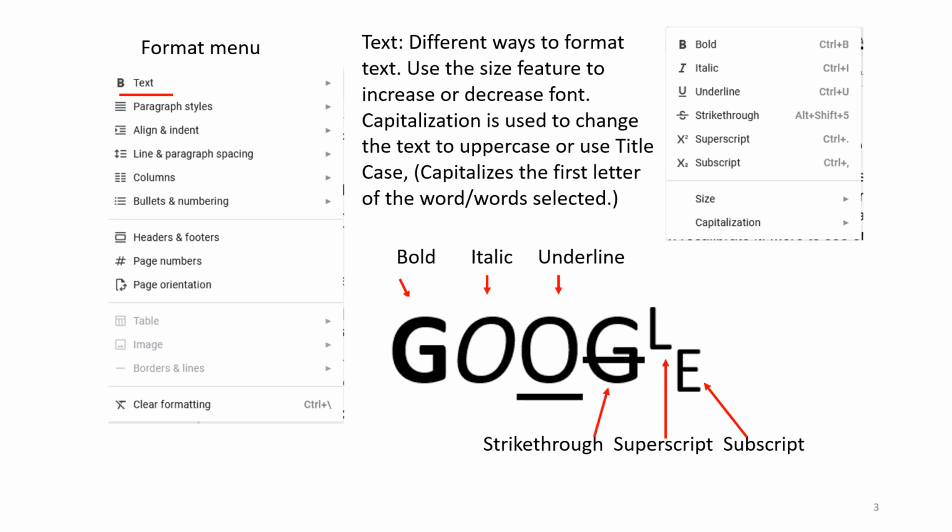Format Menu. Text. Different ways to format text. Use the size feature to increase or decrease font. Capitalization is used to change the text to uppercase, or use title case, which capitalizes the first letter of the word or words selected. Bold, italic, underline, strikethrough, superscript, subscript.